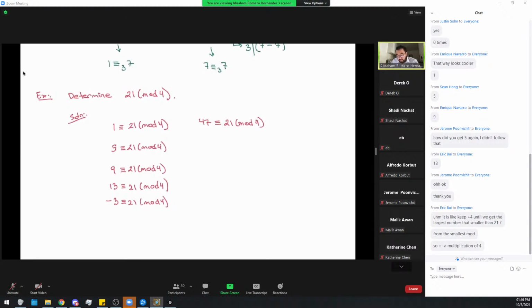Why 47? Well, 47 minus 21. Wait, not 47, 37. Because 37 minus 21, I'm getting 16. And 16 is divisible by 4. So plus or minus a multiple of 4. It is like keep adding 4 until we get the largest number.